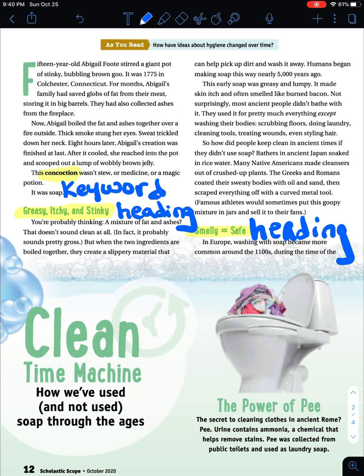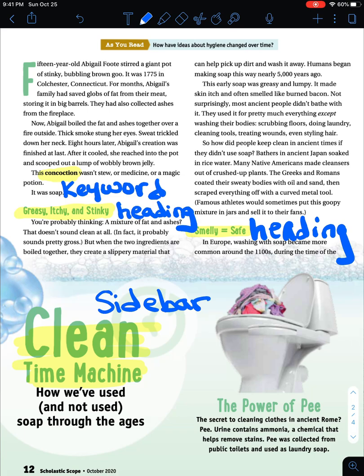Okay, on this page here, we have our sidebar. Okay, this is the title of our sidebar here. How we know this is a sidebar is it's separated from the main body of the text, but it still has information that's important to our topic, which in this is the dirty history of soap. This is Clean Time Machine, how we've used and not used soap through the ages. So while it may not necessarily be talking directly about how soap was made, it tells us more information about how it's been used in the past.